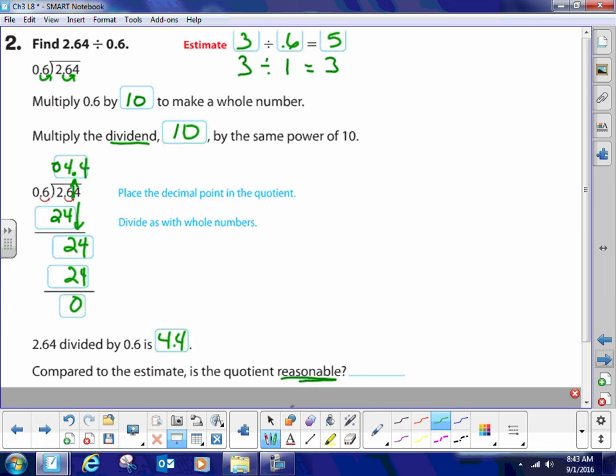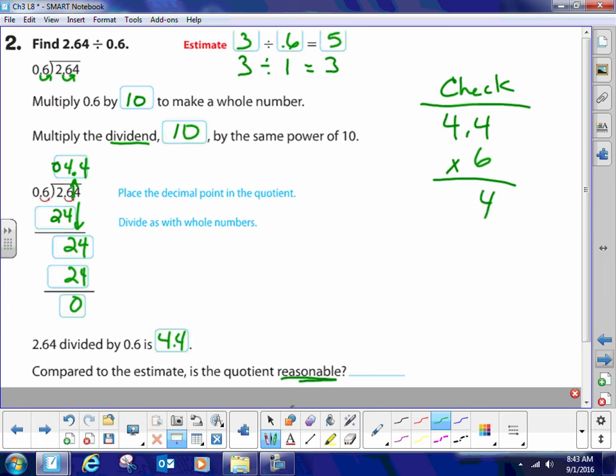What I would do is I would do my check, right? And you check by multiplying 4.4 by 6, right? Because now our new divisor is 6, right? And our quotient is 4.4.